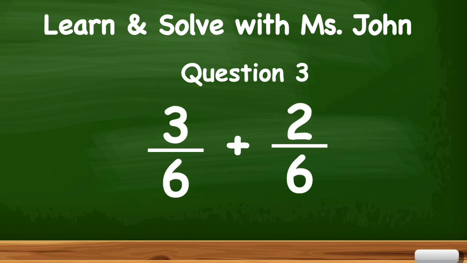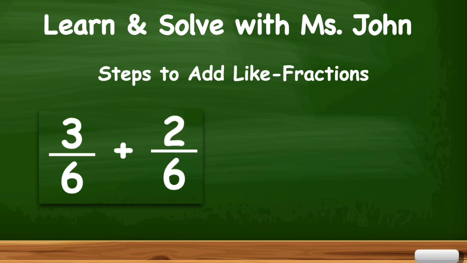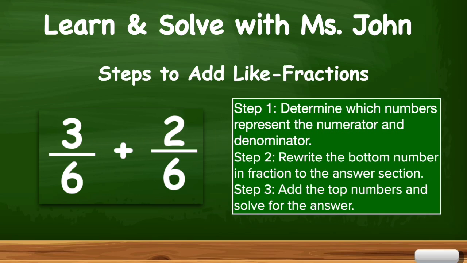Question number 3. We're going to solve 3/6 plus 2/6. So let's go through the steps to add. Here are the steps to add like fractions. Step 1, determine which number represents the numerator and the denominator. Step 2, rewrite the bottom number in the fraction to the answer section. Step number 3, add the top numbers and solve for the answer.